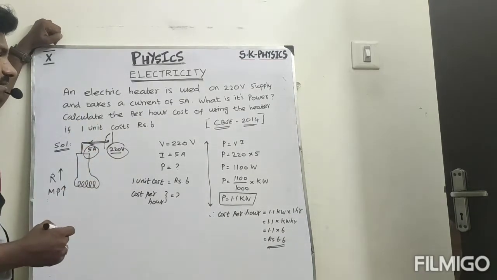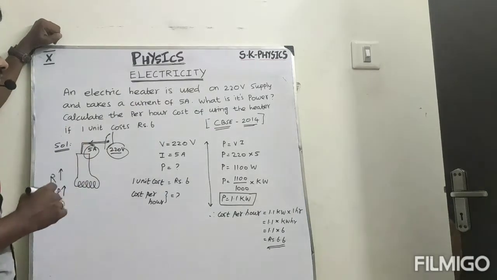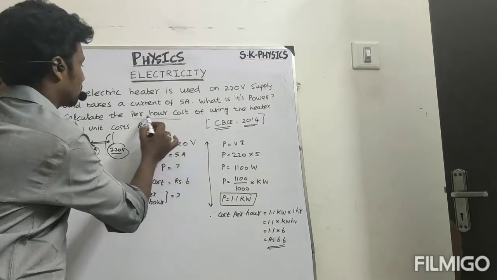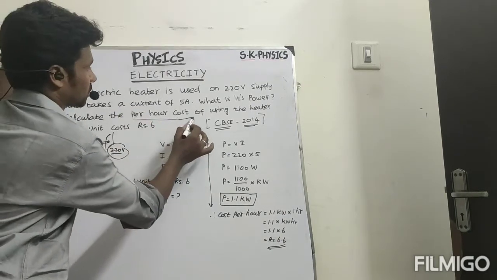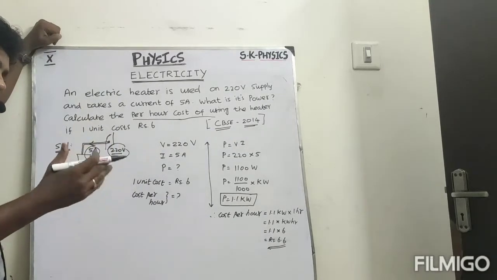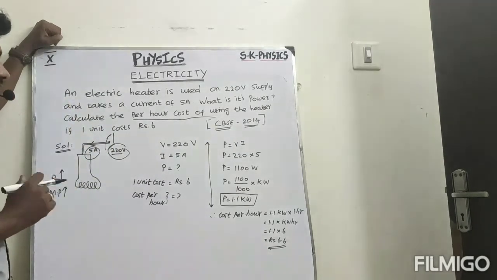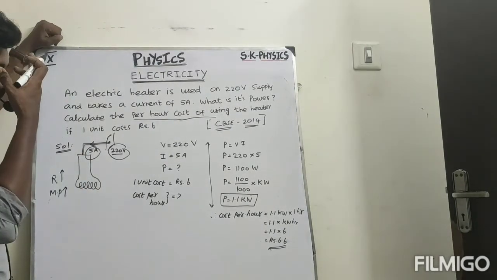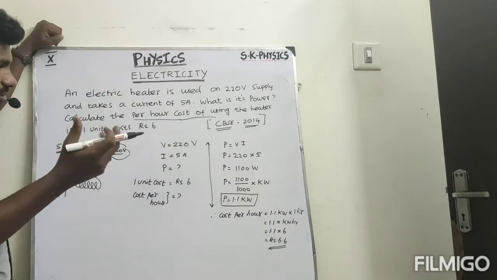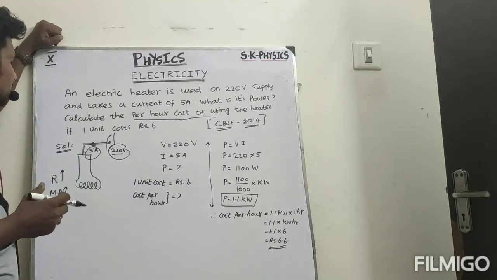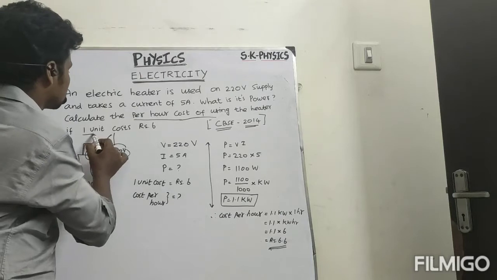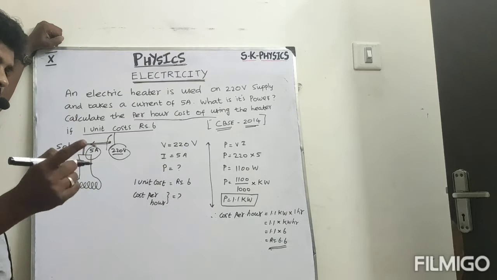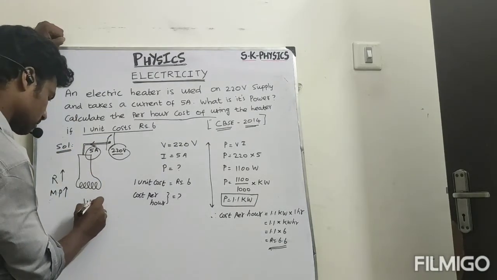So what is the question asking? First you find the power. After that, calculate the per hour cost. So how much cost will be taken for 1 hour of using the heater, if one unit costs ₹6?